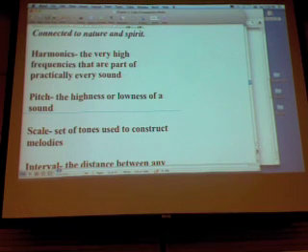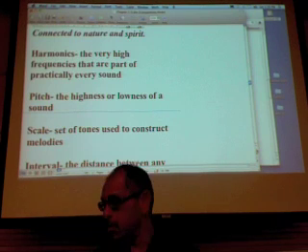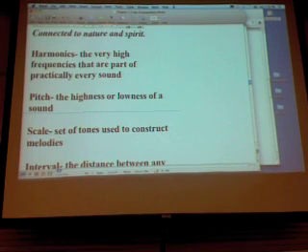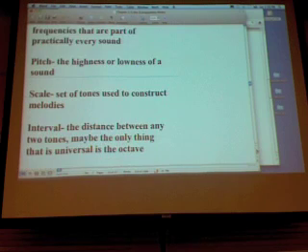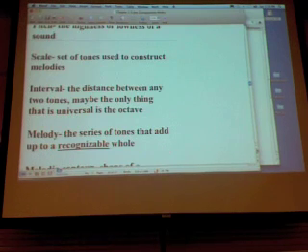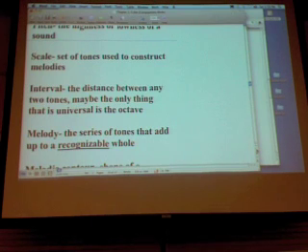But to be able to make music, we need more than single tones. We need sometimes two tones. And whenever two tones are compared, we call the distance between them an interval, the distance between any two tones. And maybe the only thing that might be universal among cultures would be the octave, because when men and women sing together, they're typically singing in an octave.